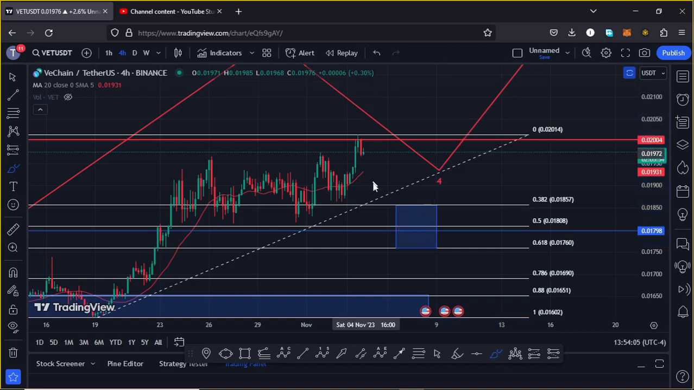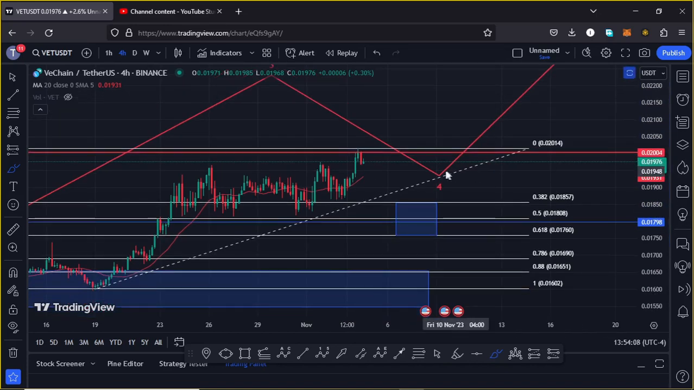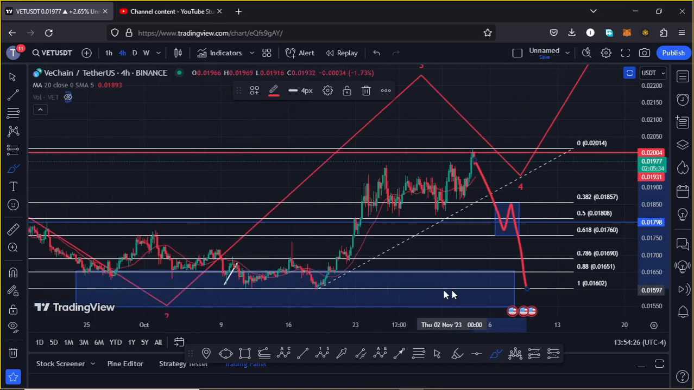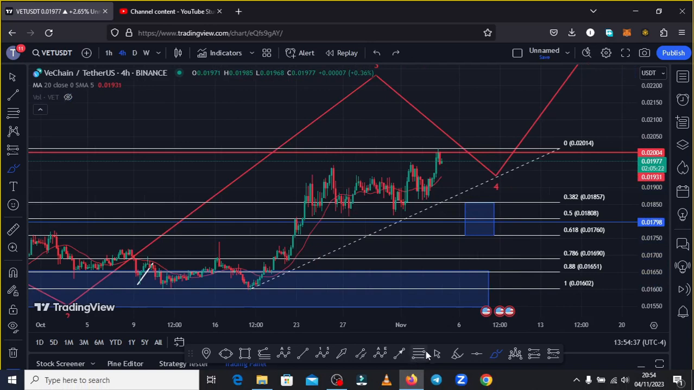And the worst case scenario is that in case such a movement plays out into this blue target area, and at some point we break out of the target area to the lower side, then a more bearish Elliott wave count might play out here on the Vechain chart, where we can easily expect a reset of the lows that we made at around the $0.016 mark. So that is what I'm expecting on the short term and also on the long term here on the Vechain chart.